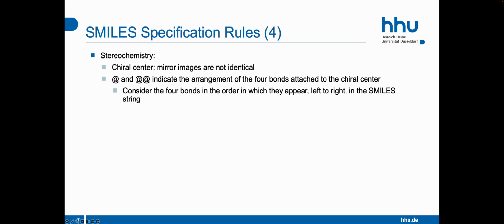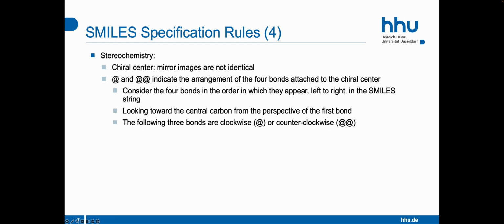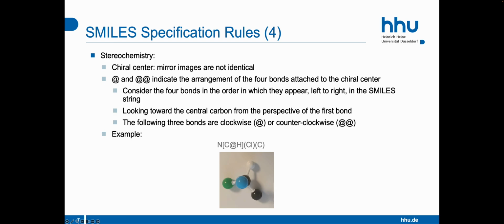First, we consider the order in which the bonds appear in the SMILES string from left to right. Next, we need to imagine we are looking in the direction of the chiral center from the perspective of the first bond that we identified in the step above. And then the other bonds that we already identified are attached anti-clockwise if we use a single @ sign and clockwise if we use a double @ sign. Let us look at an example. Here we have a central carbon atom attached to 4 other atoms.